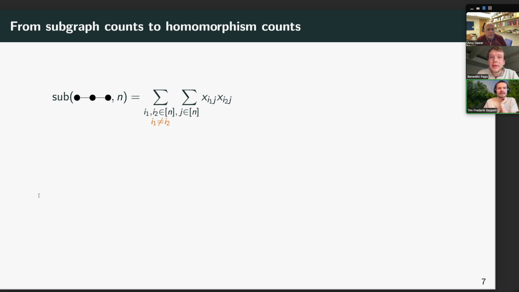If you look at this expression here, this is the subgraph polynomial of the 3-path. This is what Benedikt showed you on the last slide. And the crucial point here is highlighted in red below. We sum over all possible images of this 3-path. And the point is that the two variables i1 and i2 that indicate where the outer two vertices of the path are mapped to are distinct.